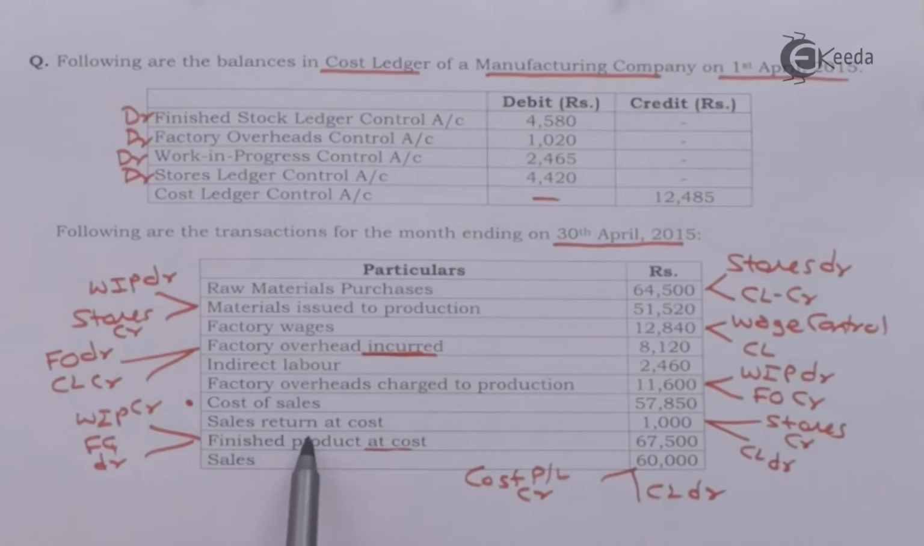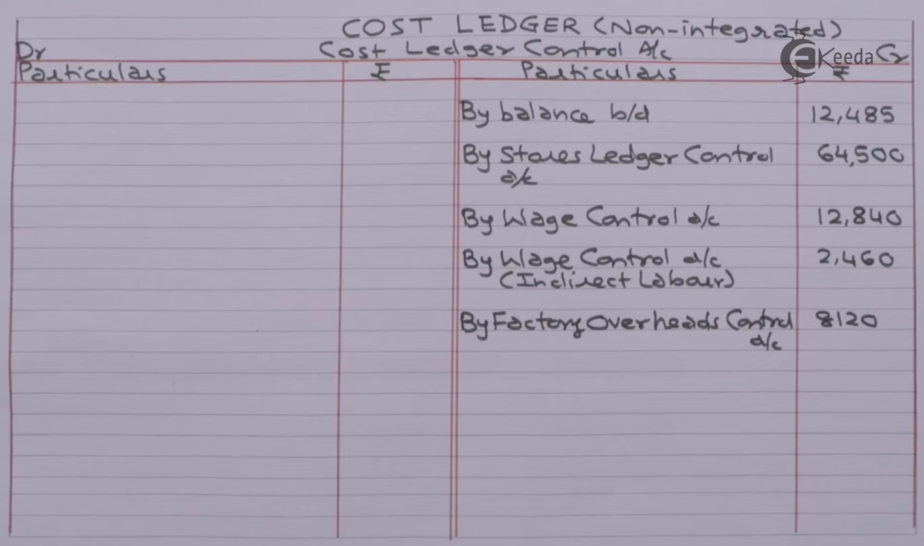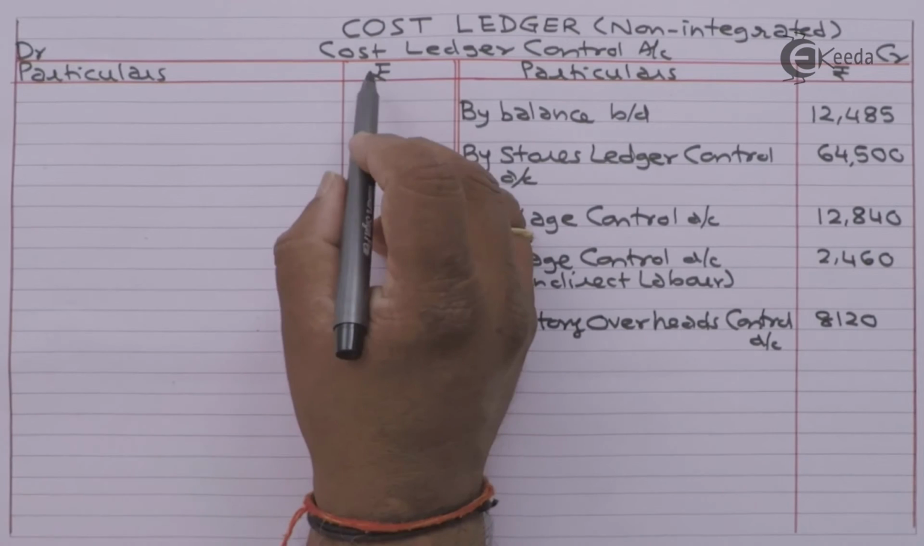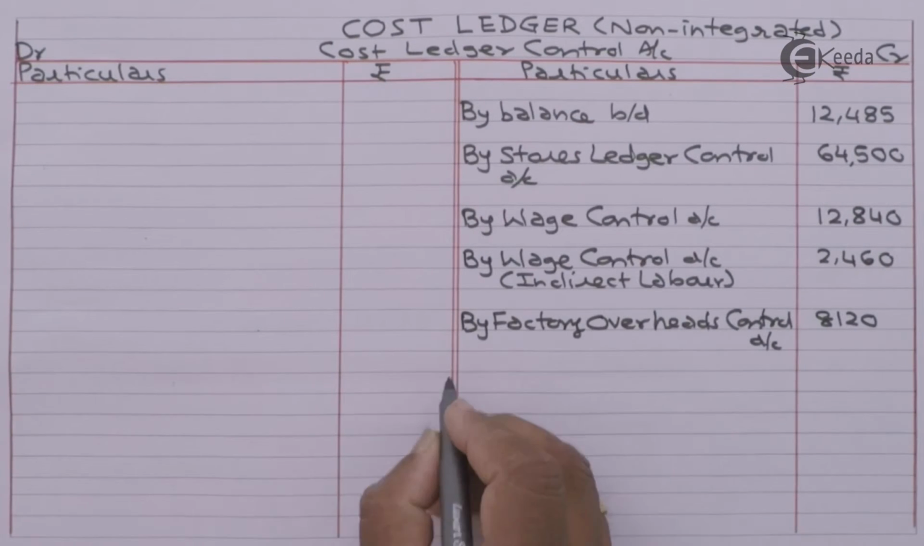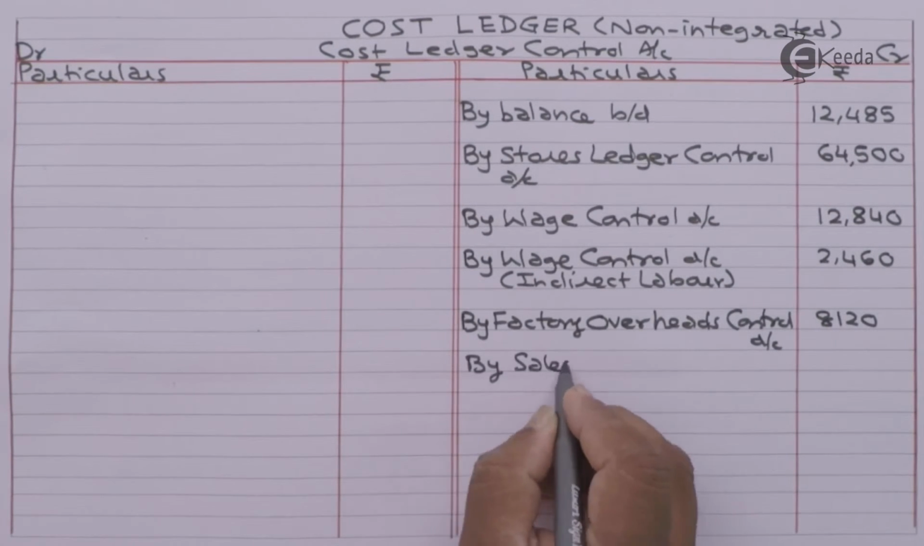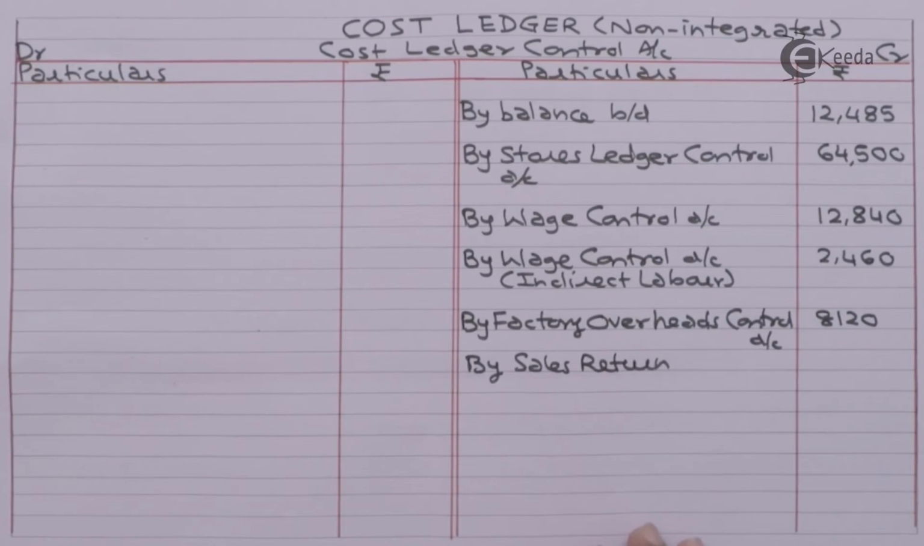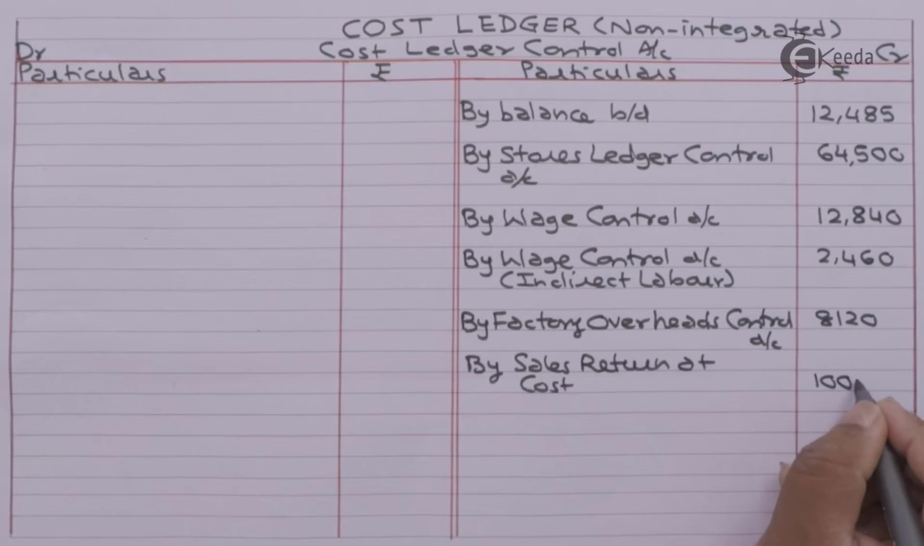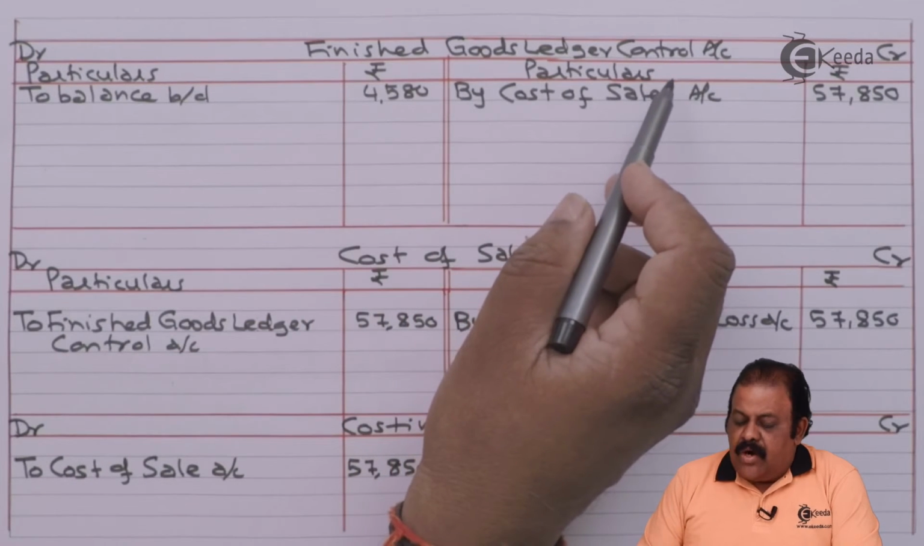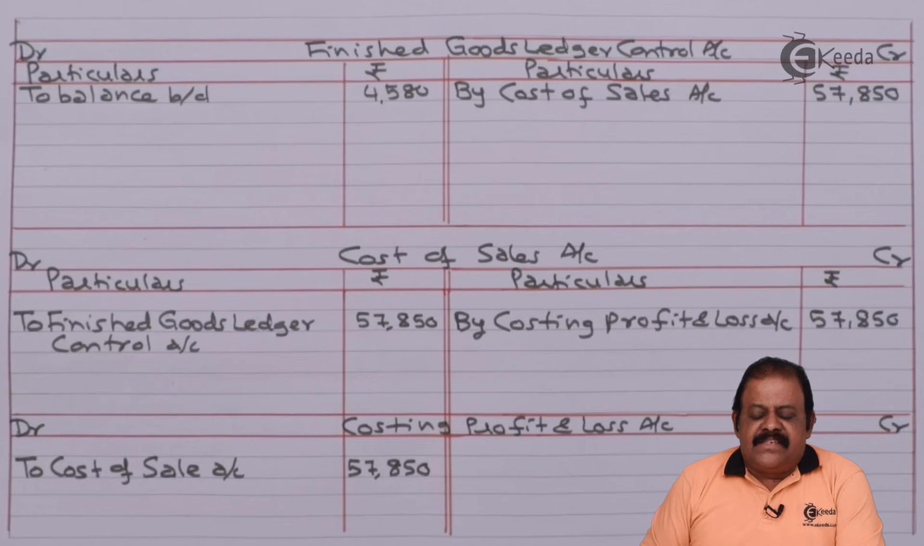57,850. Sales returns at cost, 1,000. This is the goods sold which are returned by the customer. So this will be debited to stores account. Sales returns at cost 1,000 is given. This will be recorded to the credit of cost ledger control account. In the finished goods control ledger account, this will be recorded on the debit side.